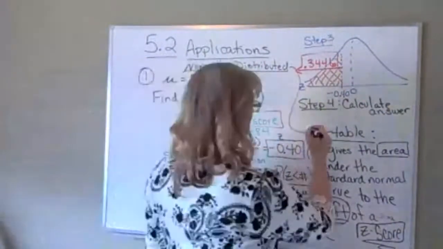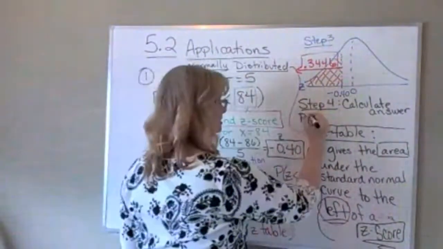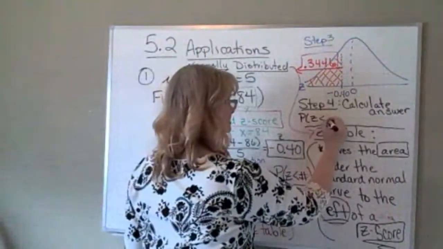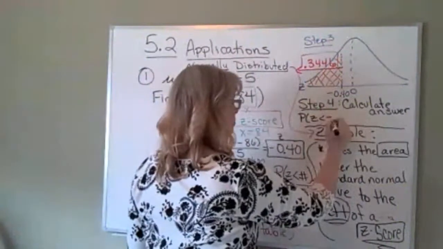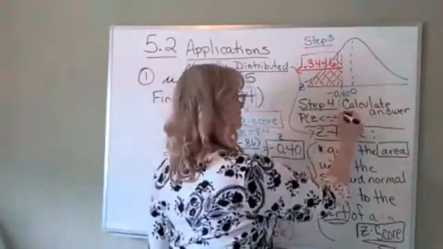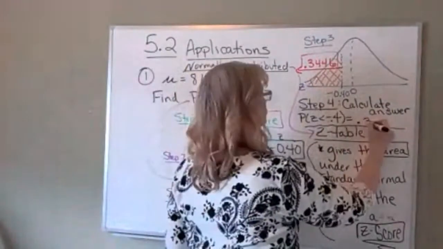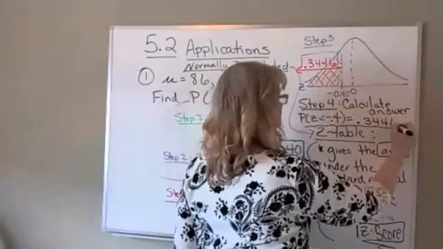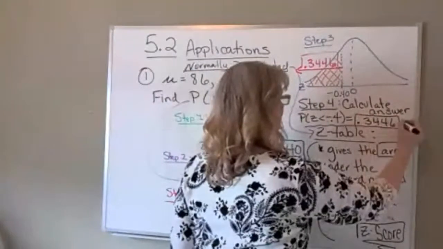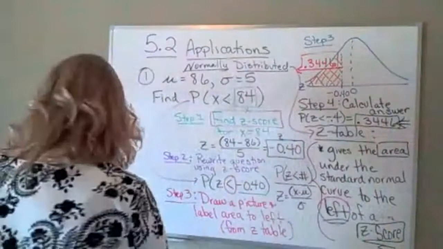So my answer here is that the probability that z is less than negative 0.4 equals that number, 0.3446. And that is my answer for this one.